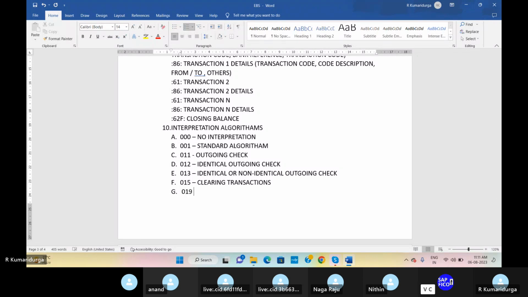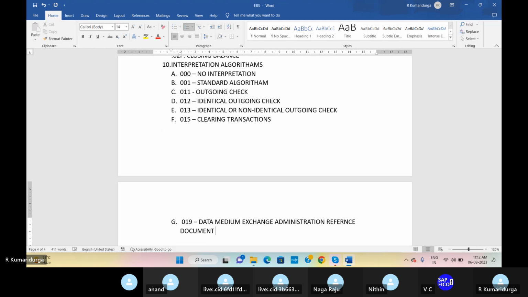Next one, 019, data medium exchange reference document number. That one is very, very important. DME administration, the reference document number. Then the next one, 020, document number. We should give the document numbers to clear all these things.